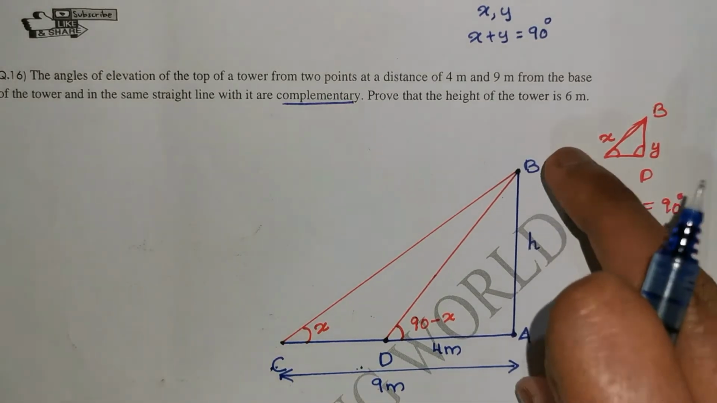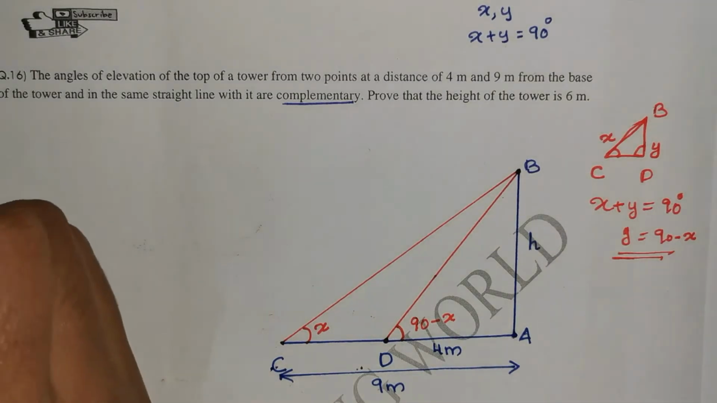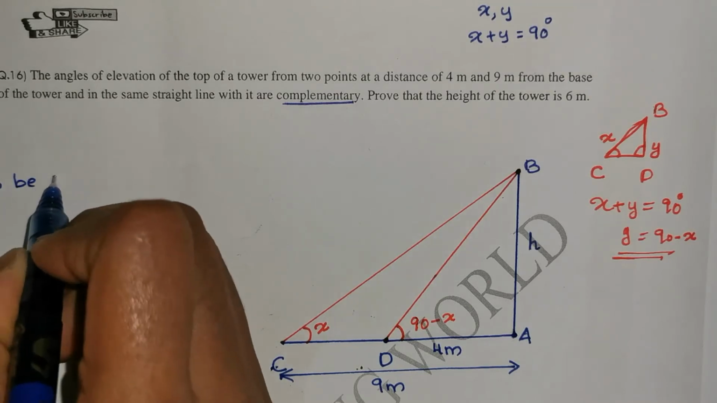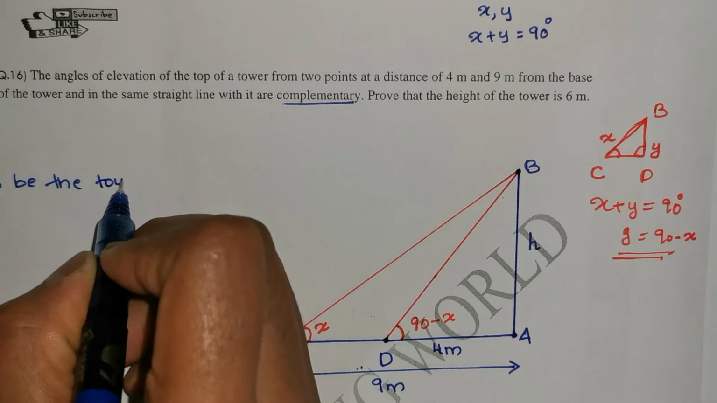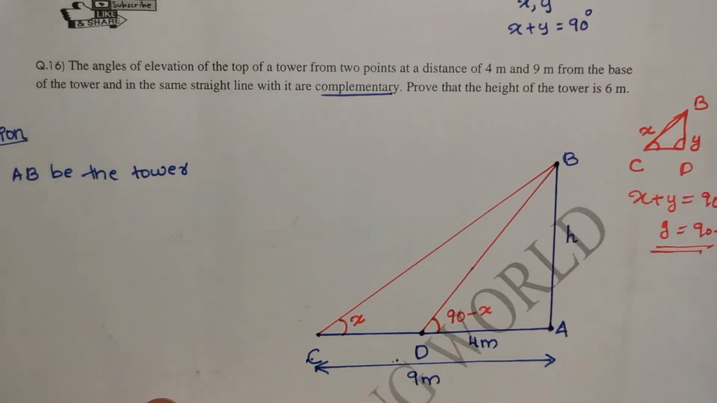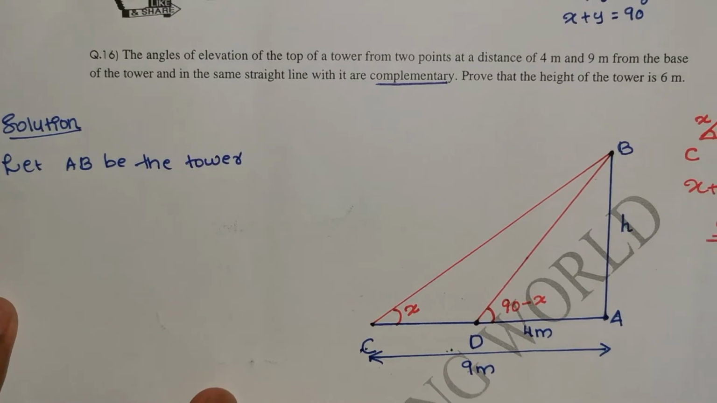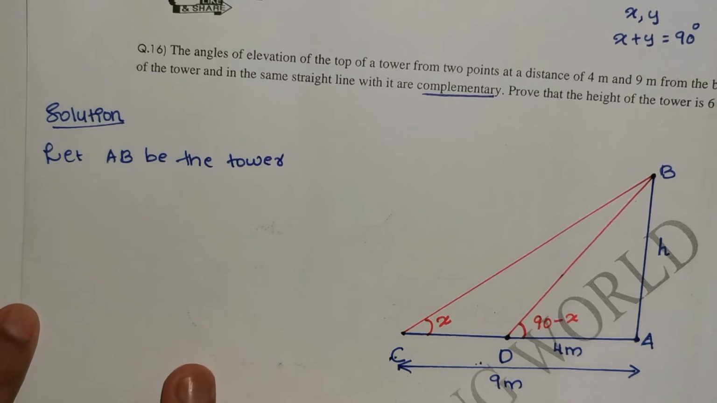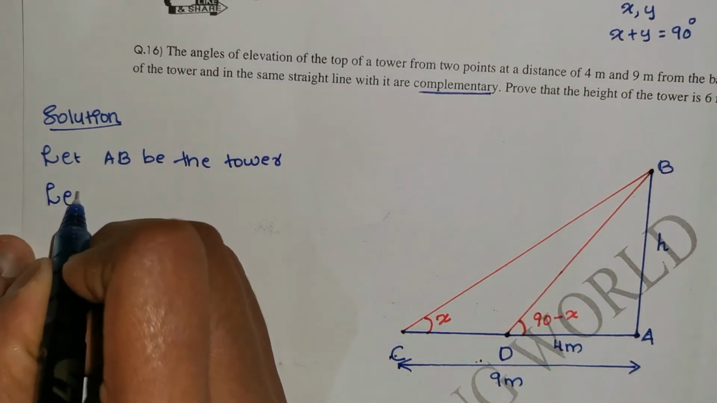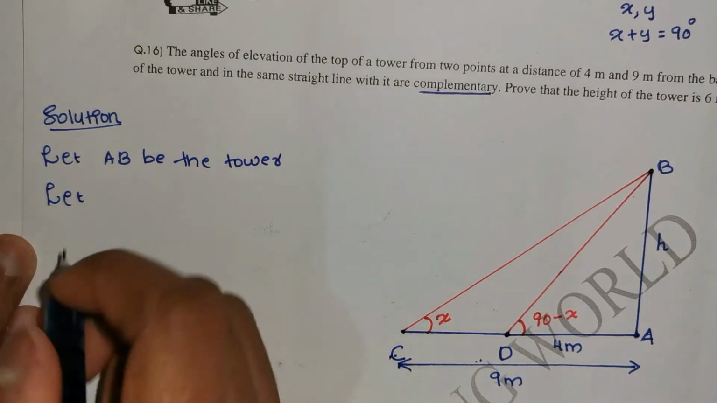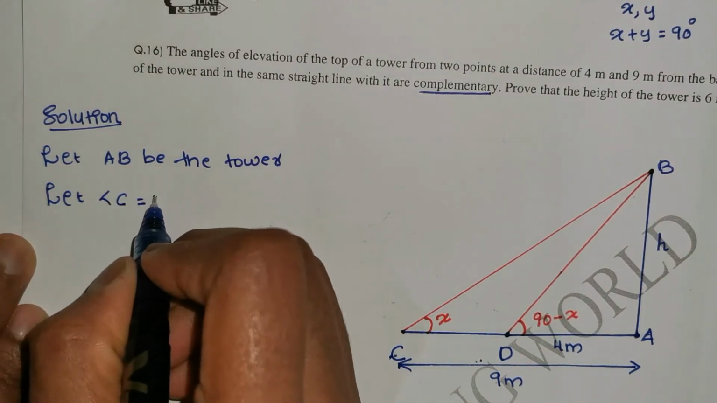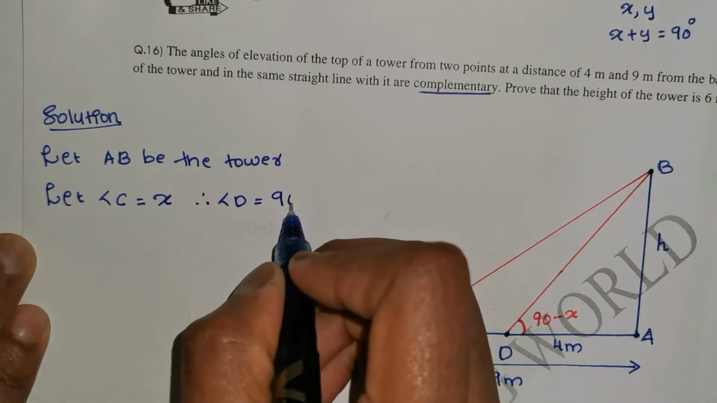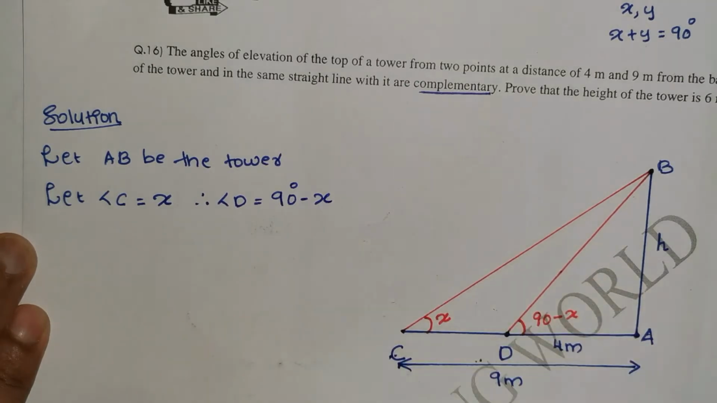Here let AB be the h. Next, this is angle C. Let angle C be equal to x. Therefore, what is angle D? Angle D is equal to 90 degree minus x.